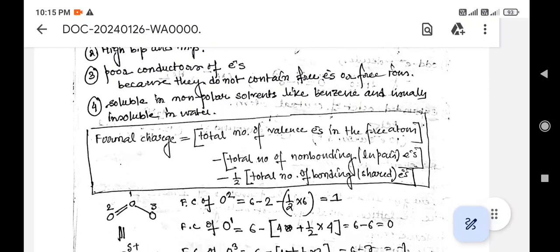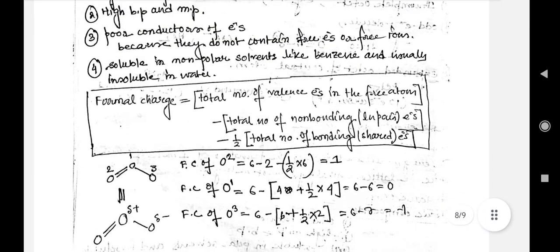Okay. For example, consider ozone. There are 3 oxygens numbered 1, 2, 3. The middle one is 1 and the 2 sides are 2 and 3. Formal charge of oxygen 2: valence electrons 6, minus 2 non-bonding lone electrons, minus half into 6 bonding electrons, which ultimately gives plus 1.